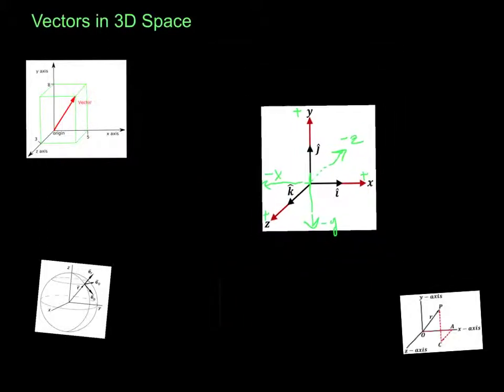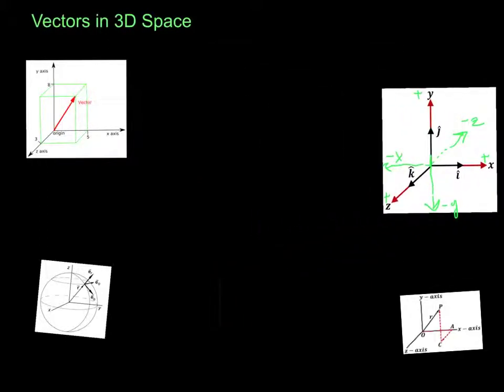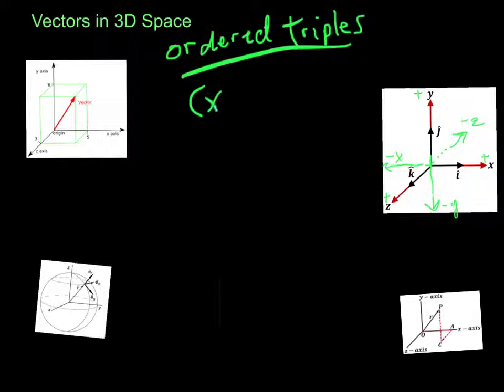Everything else is the same, except instead of an ordered pair, which is an x and a y coordinate, we now have ordered triples. So instead of just an x and a y, we also have a z component. Okay, so there's our ordered triple. And we figure them out the same way too.